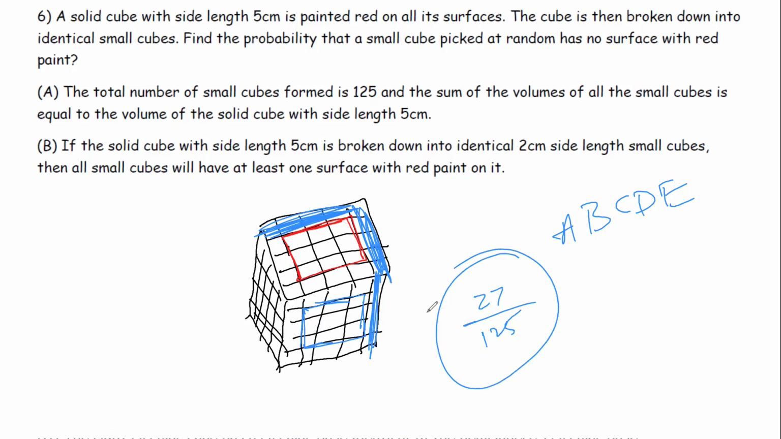So my answer would be 27 by 125. So A gives me the answer. A gives me the answer. So therefore, A and D is what we have left with.